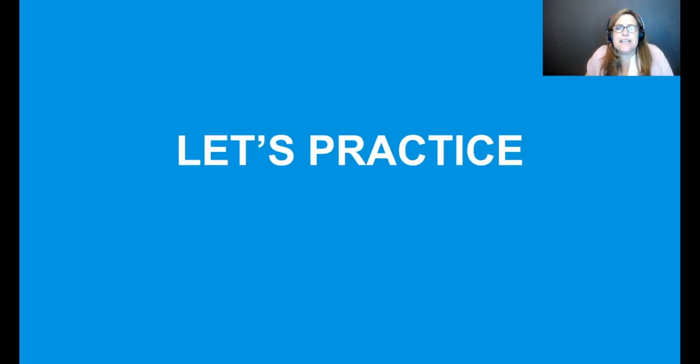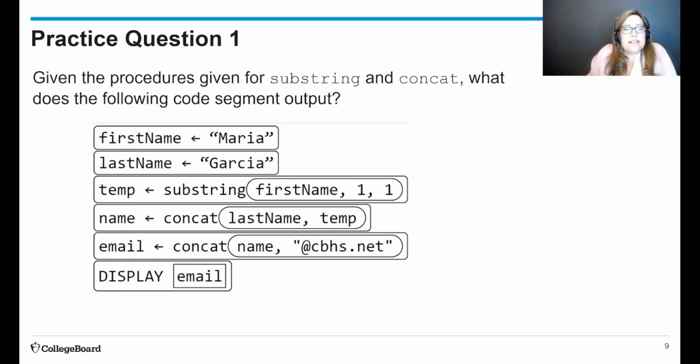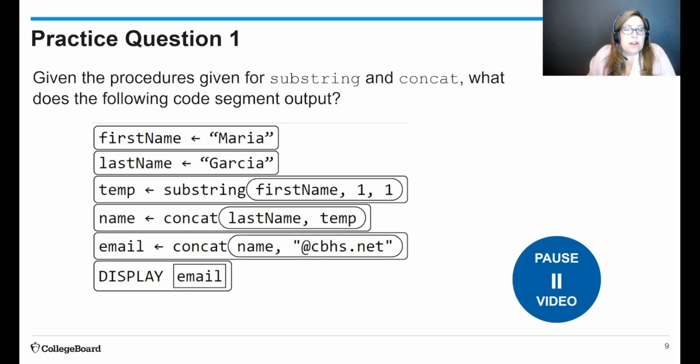Let's try to use these in some practice questions. So here is some block code, and I want you to use the procedures given for substring and concat. If you need to, when you pause your video, you can always rewind to look at how they function again. So pause your video and see if you can figure out what this will output. I hope you took a moment to look at this. Let's go through it together.